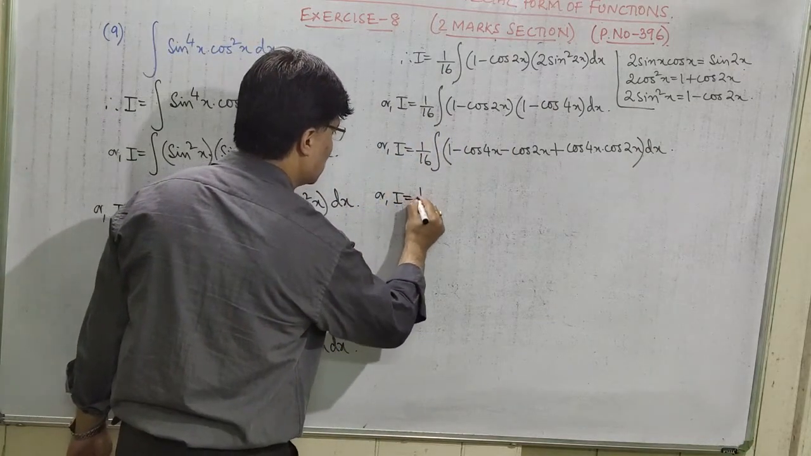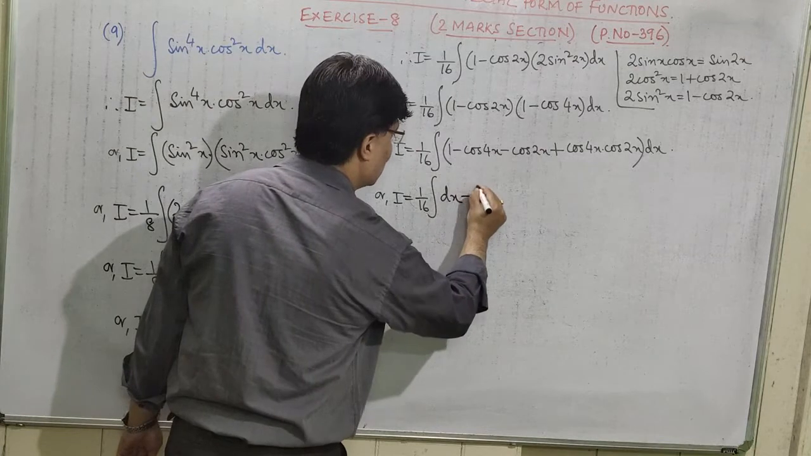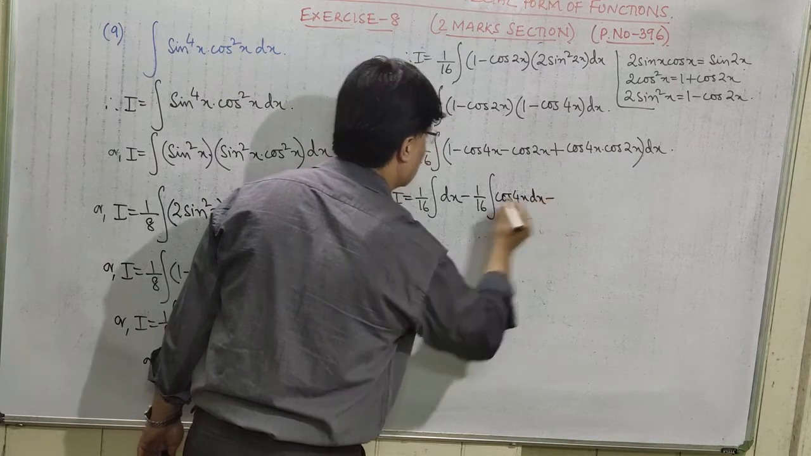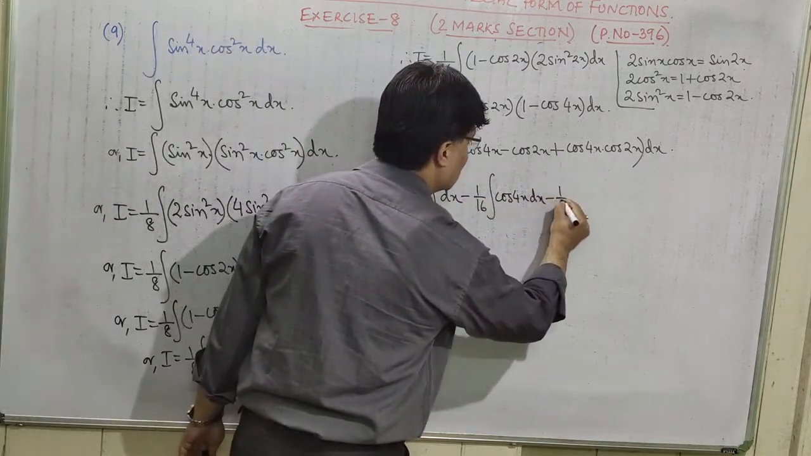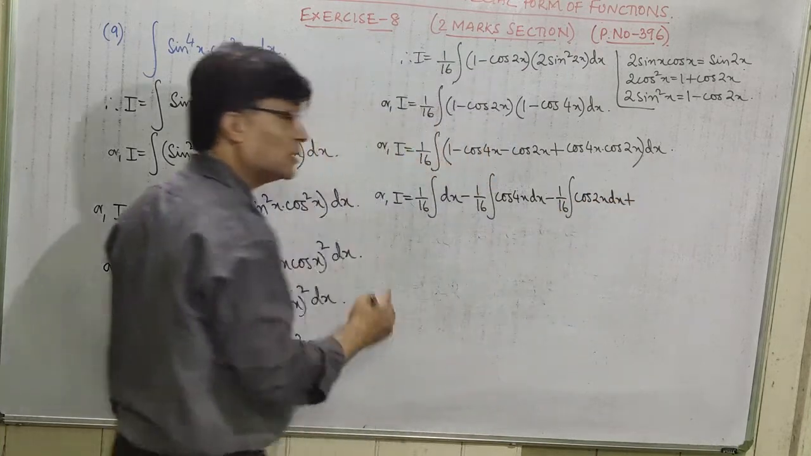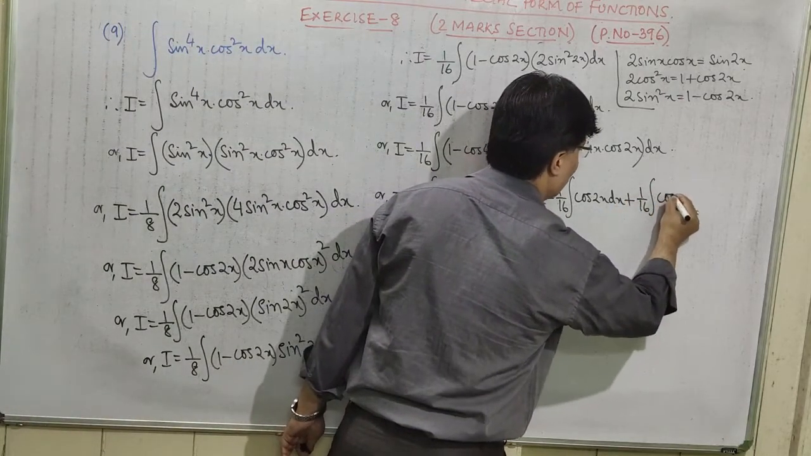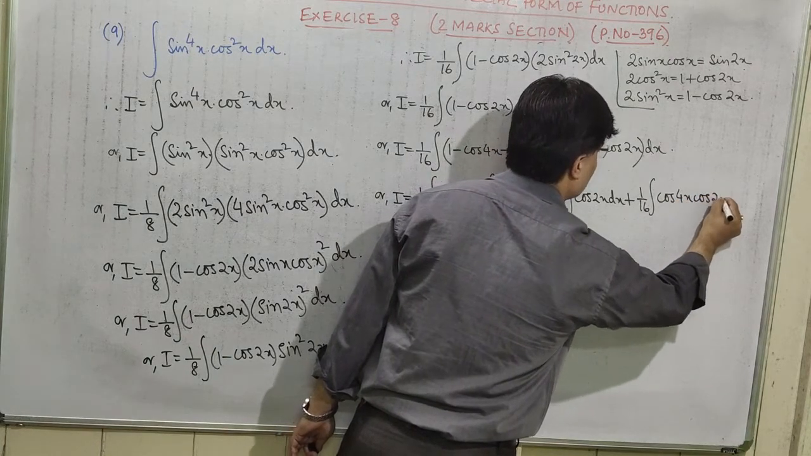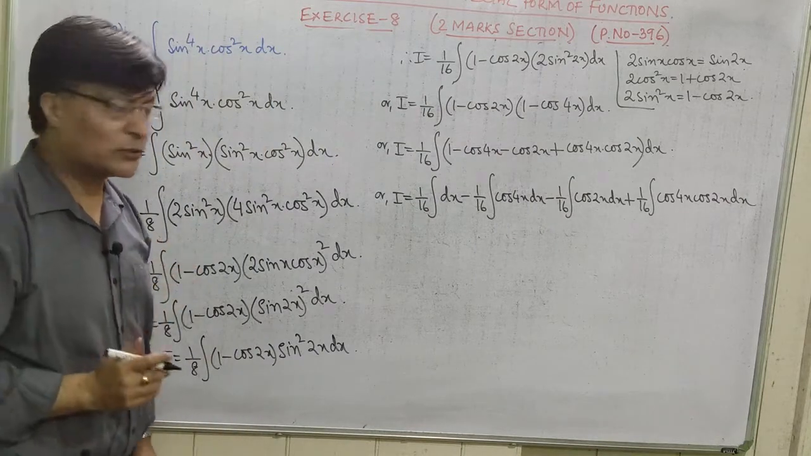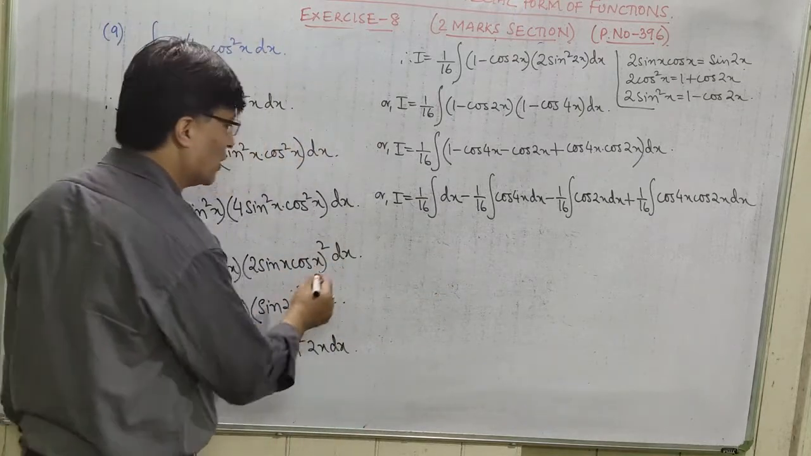Or I is equal to, this is 1 by 16 integration of dx. Okay. Minus 1 by 16 integration of, this is cos 4x dx. Minus 1 by 16 integration of, this is cos 2x dx. Plus, what is the last one? That is 1 by 16. This is integration of cos 4x cos 2x dx. Understood? We have separated the term here. So you can easily integrate the first 3 terms by using the formula.